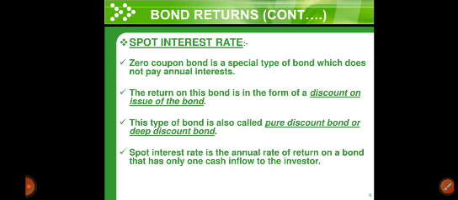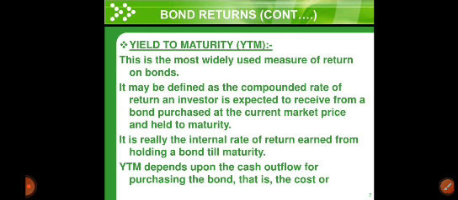Current yield. The current market price of the bond in the secondary market may differ from the face value. The current yield relates the annual interest receivable on the bond to the current market price. It can be expressed as follows. You can see it in that slide.